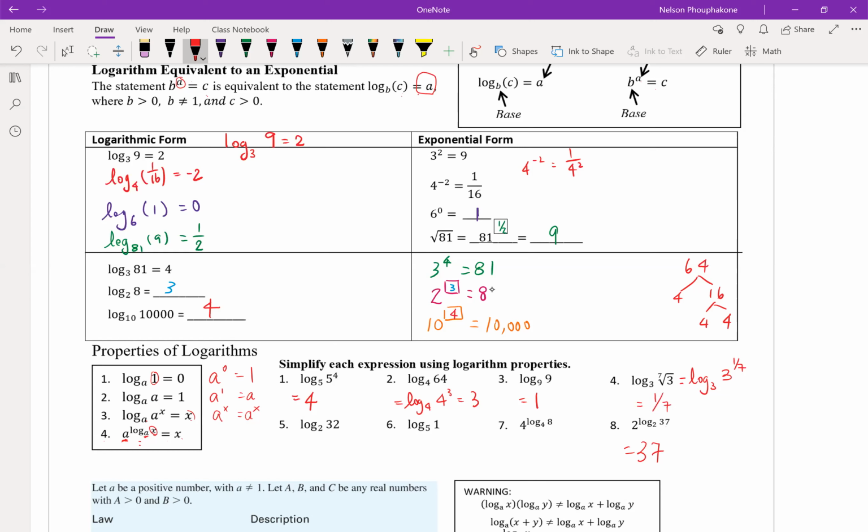And for this one, I believe that most of you actually know that 32 is 2 to the 5th, right? And then for this one, actually we could use property number 1. So we know that this one right here is equal to 0. And then for this one, of course, my answer is 8, right?